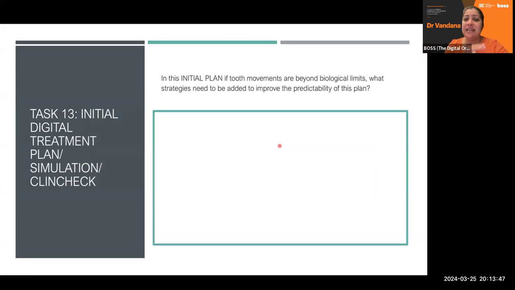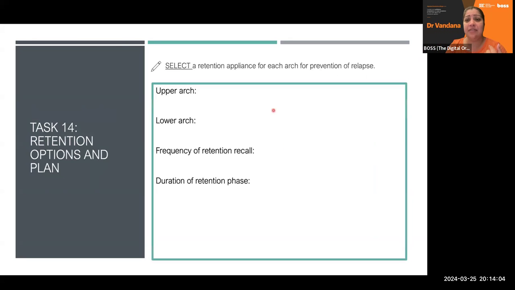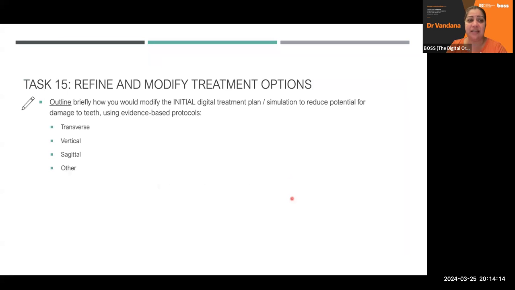And was there anything beyond biological limits that was concerning? And what were the strategies you would undertake? For example, you might notice that the technician dumped the lower incisors forward a lot. Maybe you decided to do IPR then to bring them back a little bit. And then you just have to tell us what retention appliance you're choosing for this patient. There's no right or wrong, as long as it's lifetime retention and it's one form of retainer. You have to just write that down.